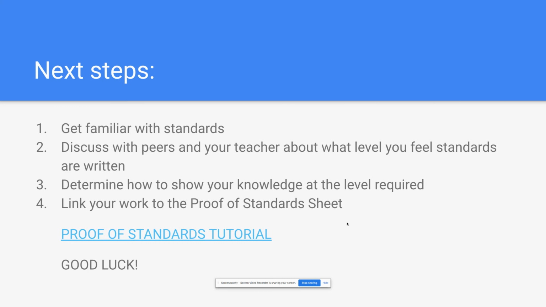And then as you get into this, there's a link. We want you to link your work to the proof of standard sheet. And here's a video tutorial right here that you can go through to see how that's done so you can submit it to your teacher. And then you'll get more feedback from your teacher at that point.